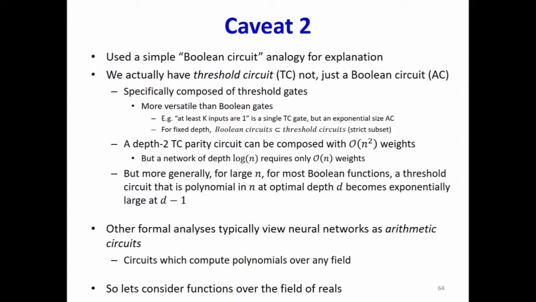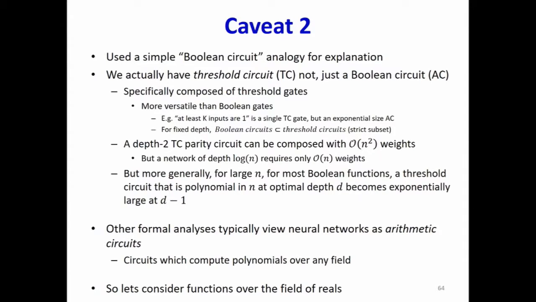There's a second caveat. I used a Boolean circuit as an analogy for explanation, but really, are we dealing with Boolean circuits when we're talking about multi-layer perceptrons? We're dealing with threshold gates, right? Threshold gates are much, much more powerful than simple Boolean gates. We saw that a single threshold gate can perform an operation that would require a circuit network of exponential size if you're thinking of it in Boolean terms.